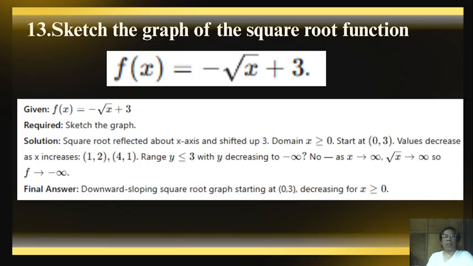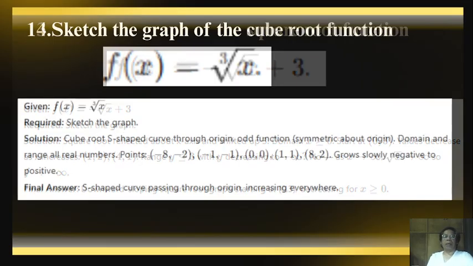And then the range would be y is less than or equal to 3, with y decreasing to negative infinity. So connect all of the points and then you will have a downward sloping square root graph starting at (0, 3), decreasing for x greater than or equal to 0.